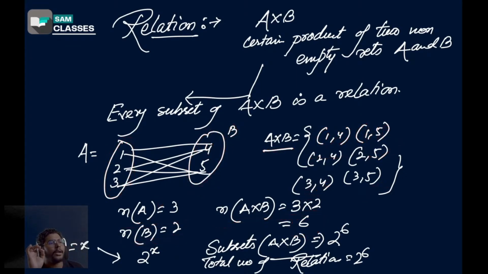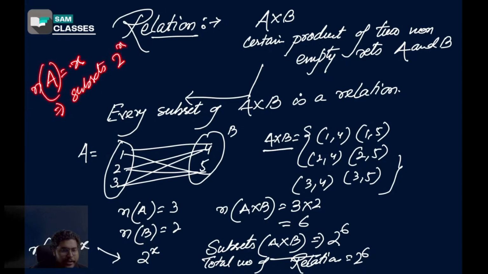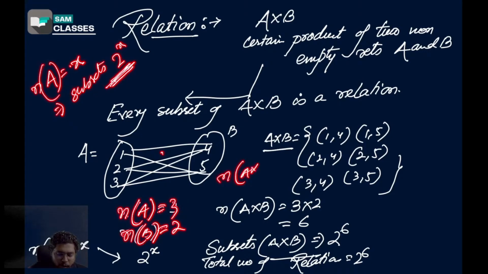Now one thing which we learned in the first chapter, sets: if the number of elements of a set A is x, the number of subsets will be 2 power x. Everybody remembered? So here the number of elements in A is 3, the number of elements in B is 2, and the number of elements in A cross B is 6. So the subsets will be 2 power 6.